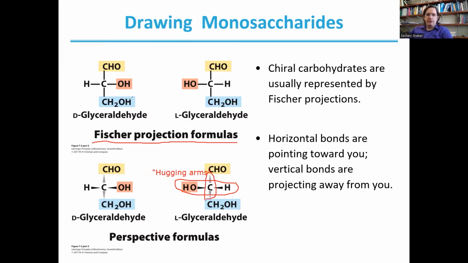So this is the 3D representation of our Fischer projection. But in our actual Fischer projection, these will just all be shown as straight lines. Right? So when you see it written out like this, it is almost always representing horizontal bonds towards you and vertical bonds going back away from you.